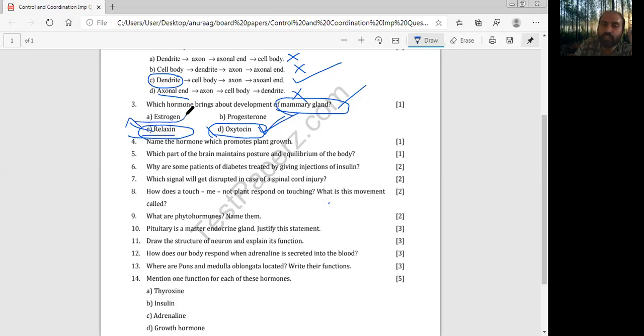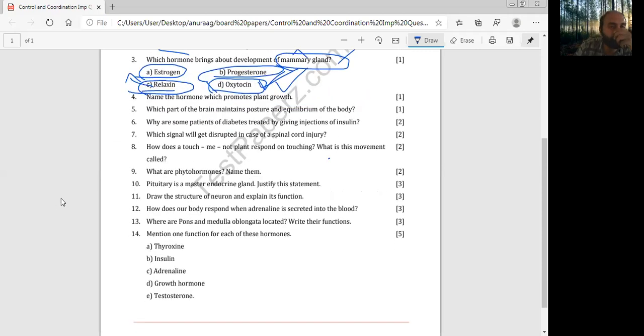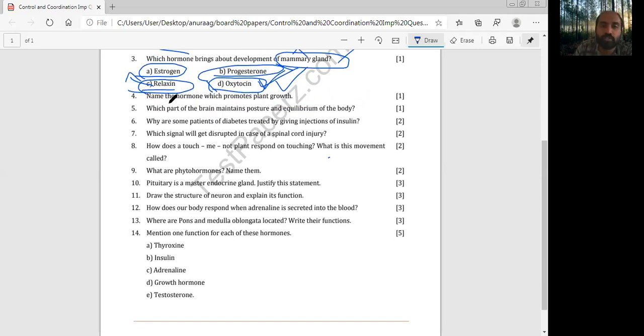Now, estrogen, of course, is a female sex hormone involved in the secondary characters. Progesterone is also involved in the female sexual secondary characters. So the correct answer is oxytocin. Moving on to the next question, the fourth.